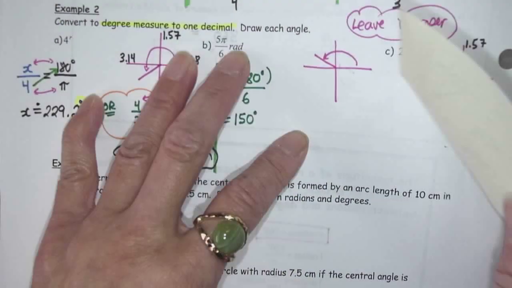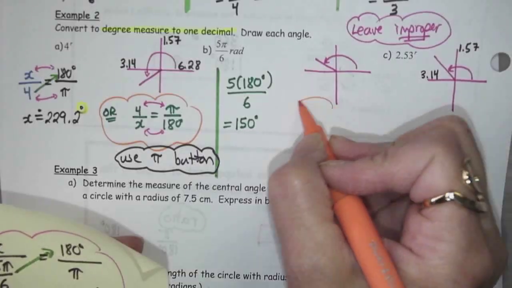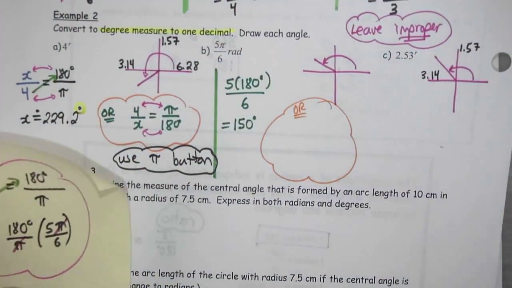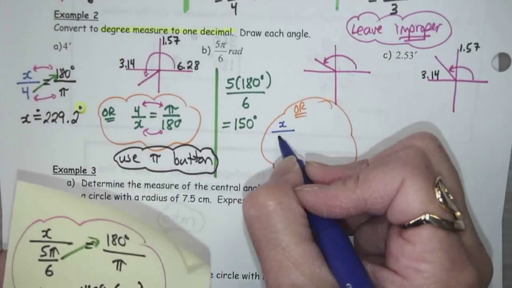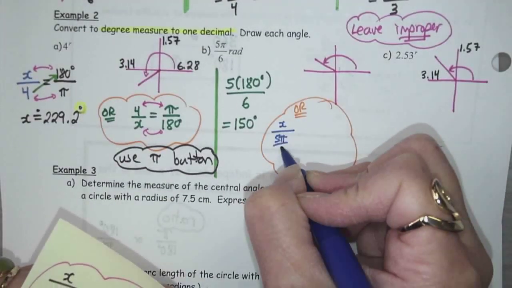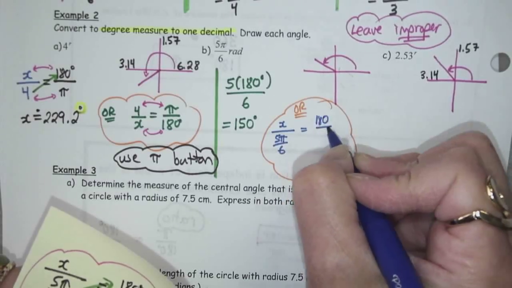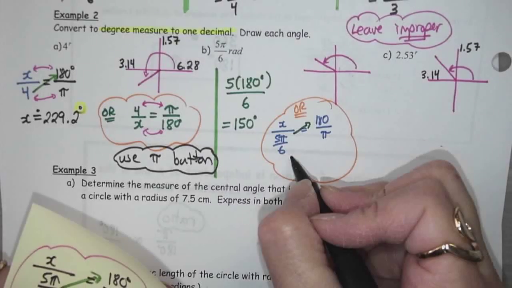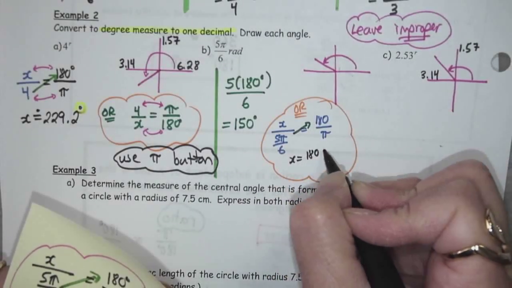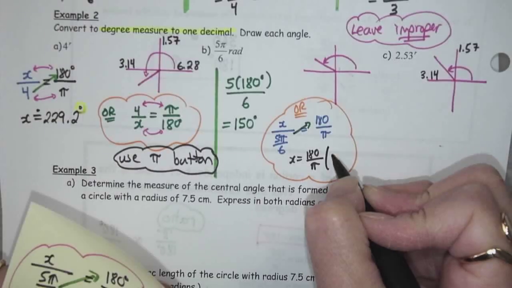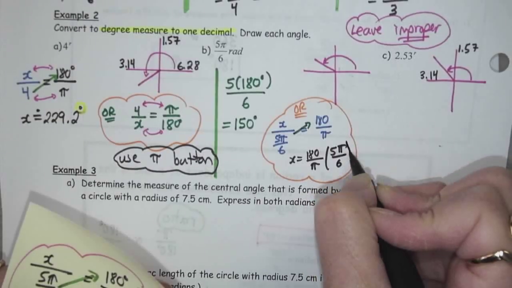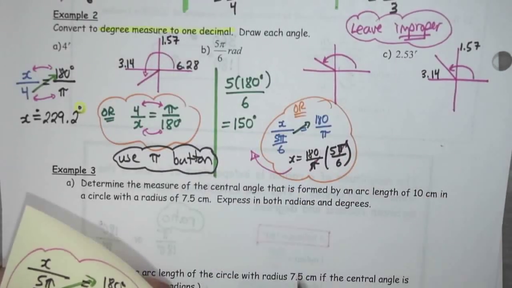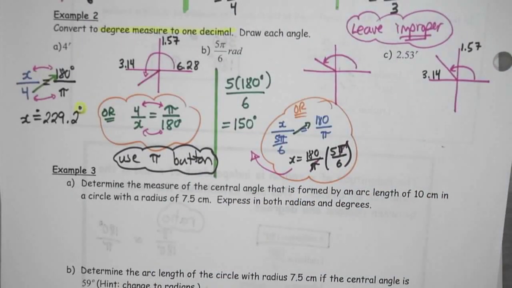Should I put that down as an or? I'll put it down. So or, you could have converted it, just so you have it in your notes. You could do x over 5 pi over 6 equals 180 over pi. You bring this up, and then you get x equals 180 over pi times 5 pi over 6, and that was the same thing. Okay, so it works the same way.